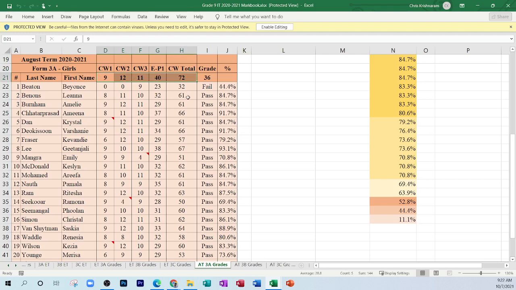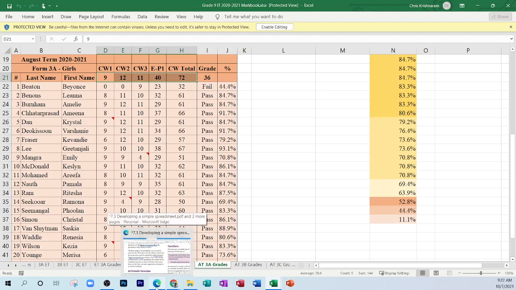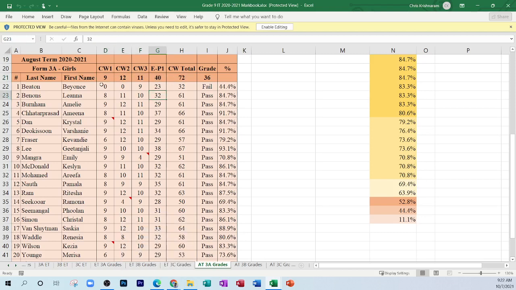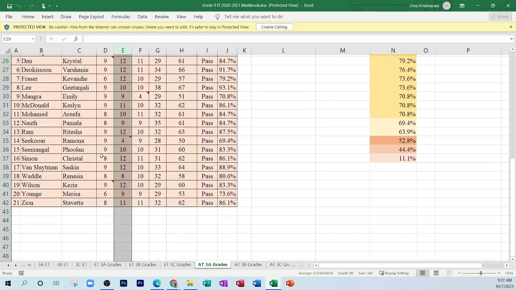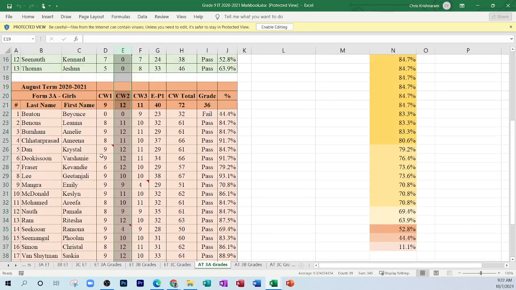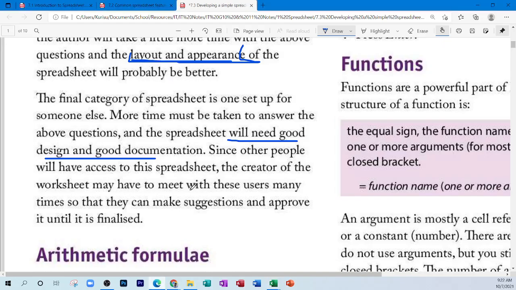So in that situation, if you're going to design a spreadsheet for somebody else, you're going to need to think of how can I design it in such a way that when this person opens this spreadsheet, they can understand what is inside of it. They should know just by looking at it that this column refers to coursework 1, this one refers to coursework 2, and so on. They should know how to put in the data, and there shouldn't be any confusion because you are making it for them.